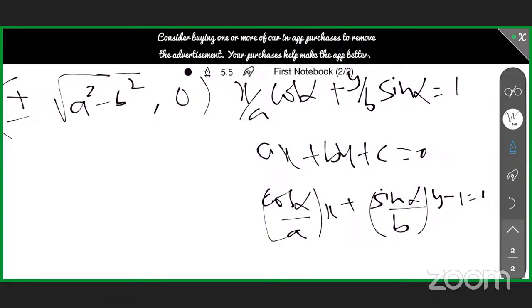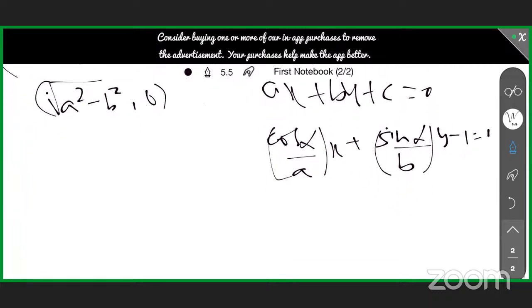So for this one, I have to find two perpendiculars. The first perpendicular is from the point root of a square minus b square comma 0, and the other is from the point minus root of a square minus b square comma 0. So the perpendicular value will be ax1 plus by1 plus c divided by root of a square plus b square.